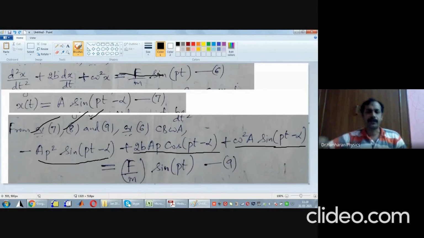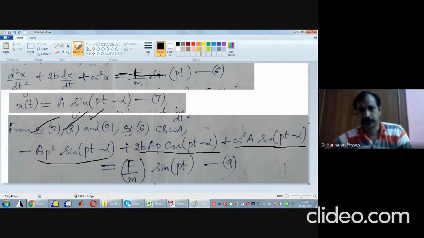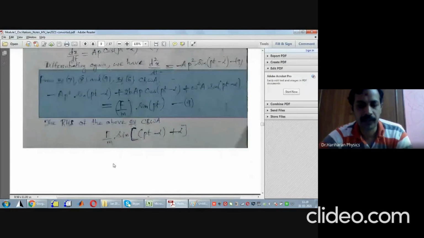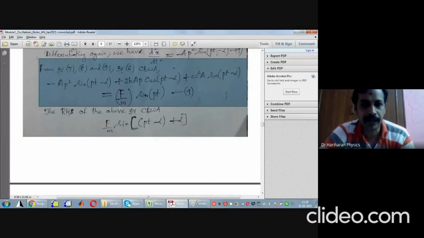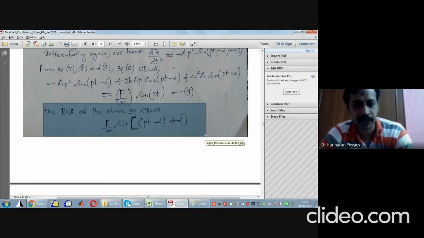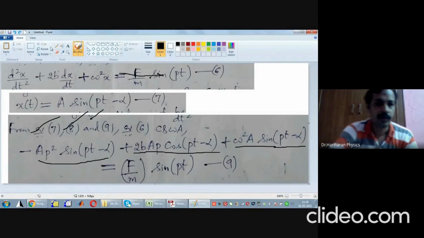Next, look here. What can we do further? Now look here, the right hand side of the above equation can be written as, can you observe here? All of you, can you observe here? For example, I'll copy this.